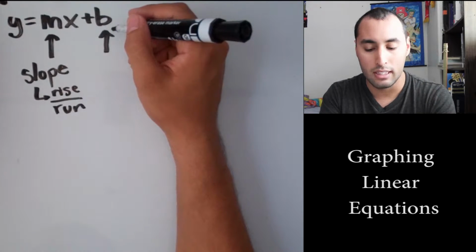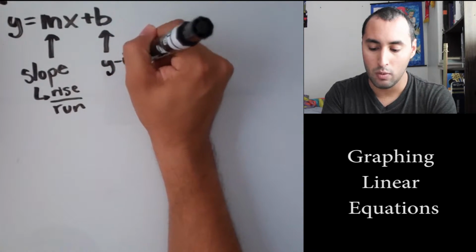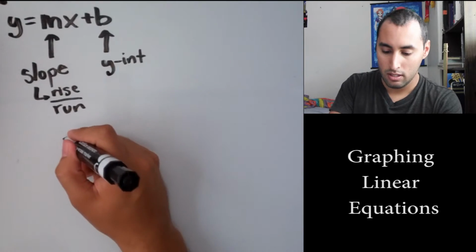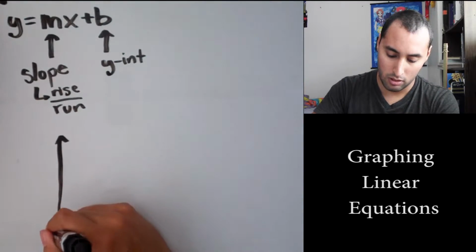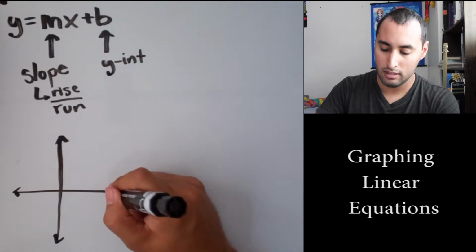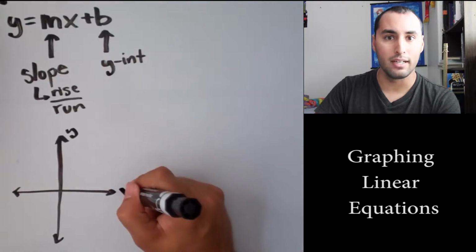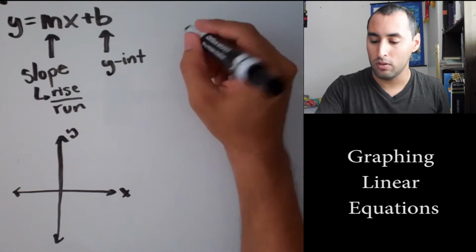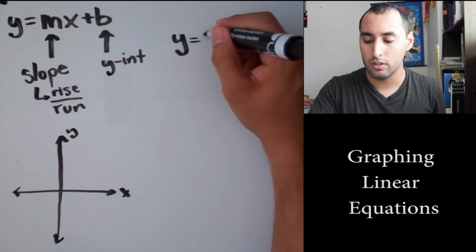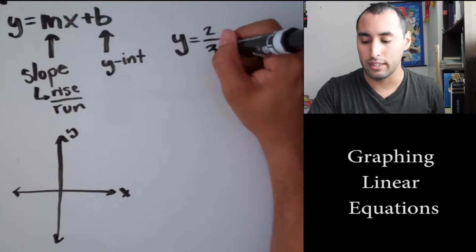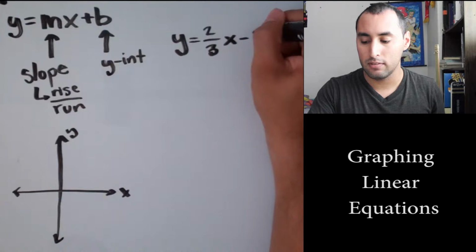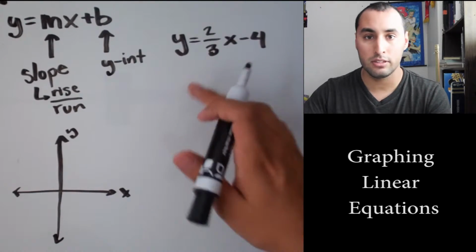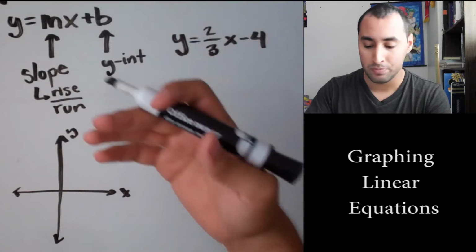Now b stands for your y-intercept. Y-intercept means where does this line cross the y-axis? So I'm going to draw an x and y-axis. Here's our y-axis, and this is our x-axis. So we have y over here and x over here. If I give you an equation, we'll do an example: y equal to, let's say, 2 over 3 x minus 4. So we generally see equations written this way. You can have a fraction, you can have decimals, anything, you can still graph it.